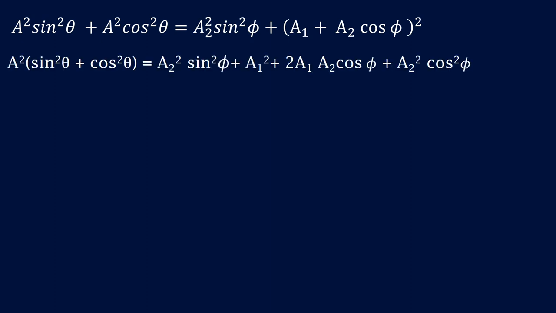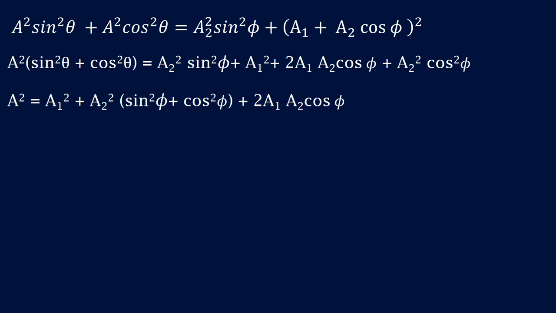Now, simplifying it further, we get A^2 (sin^2 theta + cos^2 theta) = a2^2 sin^2 phi + a1^2 + 2 a1 a2 cos phi + a2^2 cos^2 phi.